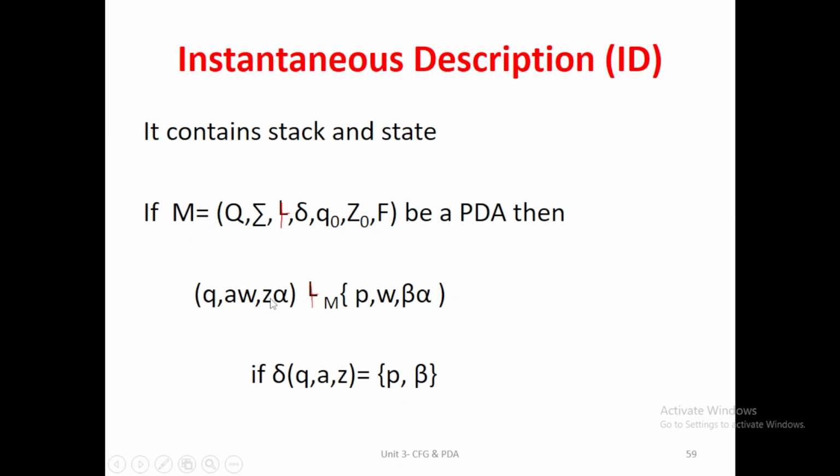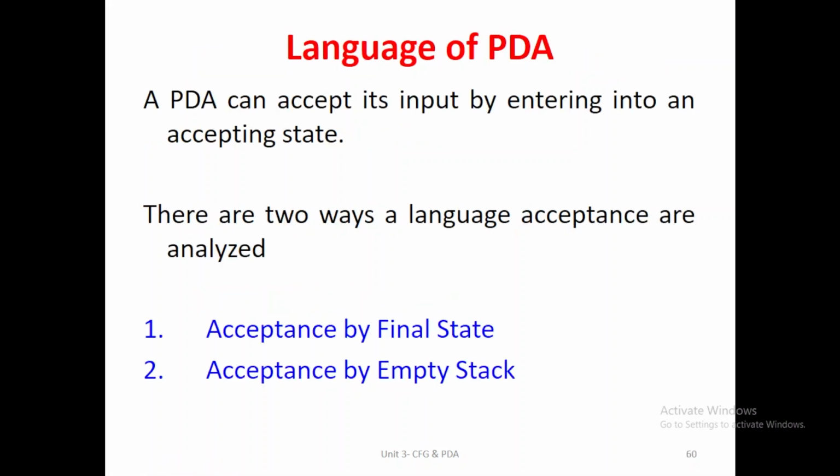Then instead of Z, I want to use beta. So here I am using beta, so Z is replaced by beta. The remaining symbol is alpha. So this is the next instruction, the next step. Like this, it will continue until the final state is reached by the pushdown automata. So this is called the instantaneous description.